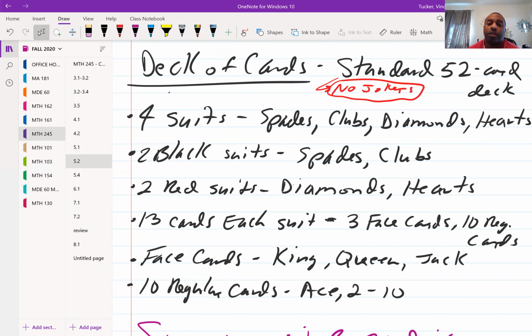You have four suits: spades, clubs, diamonds, and hearts. Two black suits, spades and clubs. Two red suits, diamonds and hearts. You have 13 cards in each suit. That's why you have 52, 4 times 13. You have three face cards and 10 regular cards. Face cards: king, queen, and jack. And then your 10 regular cards are the ace and then 2 through 10. So your ace is not a face card.